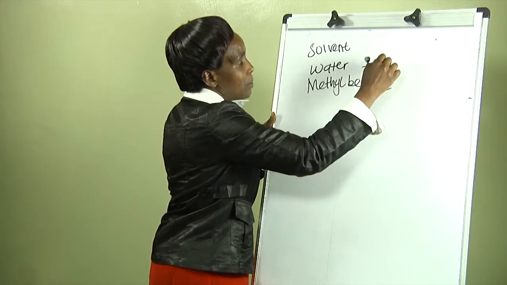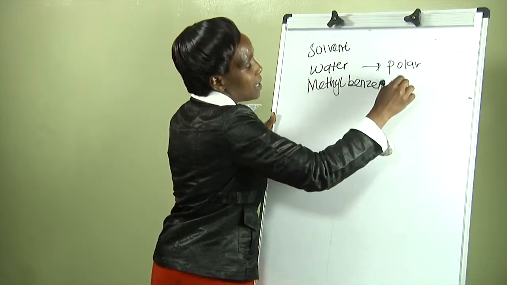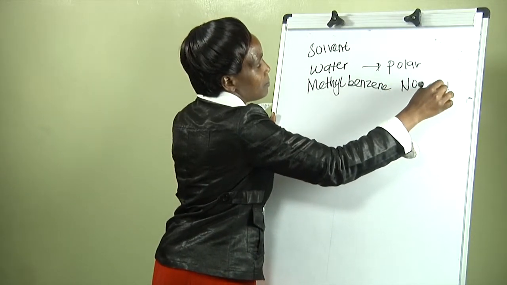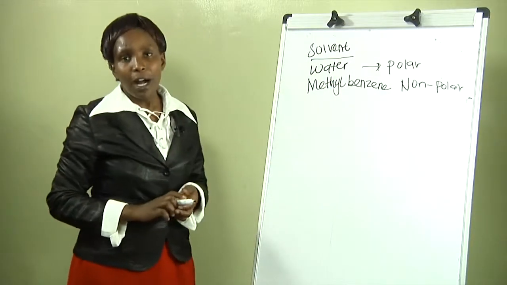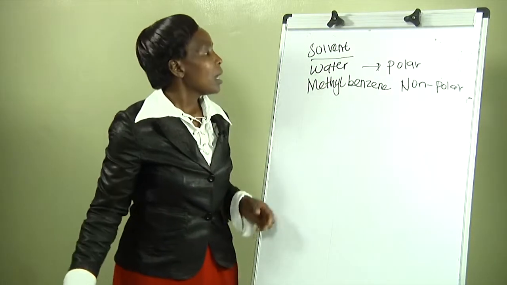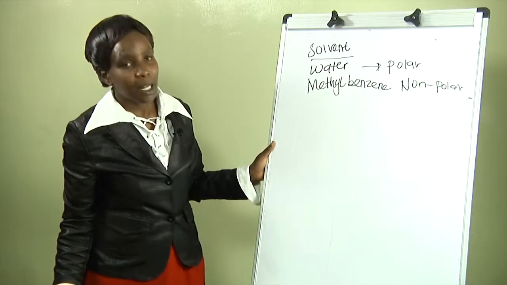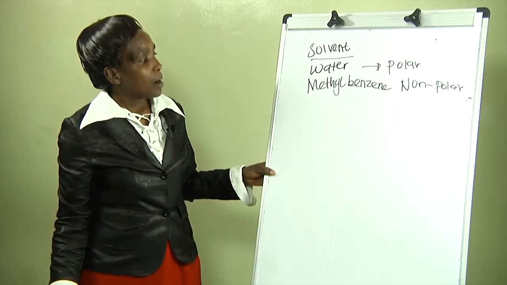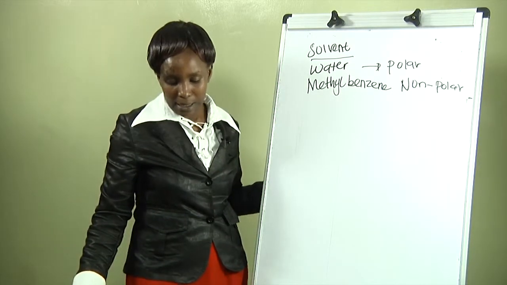Now, water is normally polar, while methyl benzene is non-polar. This is one thing I want us to understand, that you're having two solvents, and one is polar, and that is water, while methyl benzene is non-polar. And maybe this one can only dissolve in organic substances.